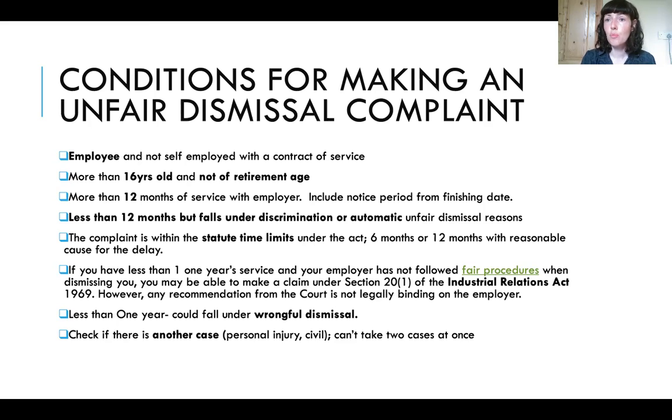And it can be extended up to 12 months, but you have to demonstrate that there was reasonable cause for the delay. So this would be like unfair treatment, like somebody has learning difficulties, or they were going through a really stressful time and they have doctor's letters to prove it, or whatever, or the employer acted in some way to prevent them from making that complaint. If you have less than 1 year's service with your employer, you can still make a complaint about it, but not under that act.